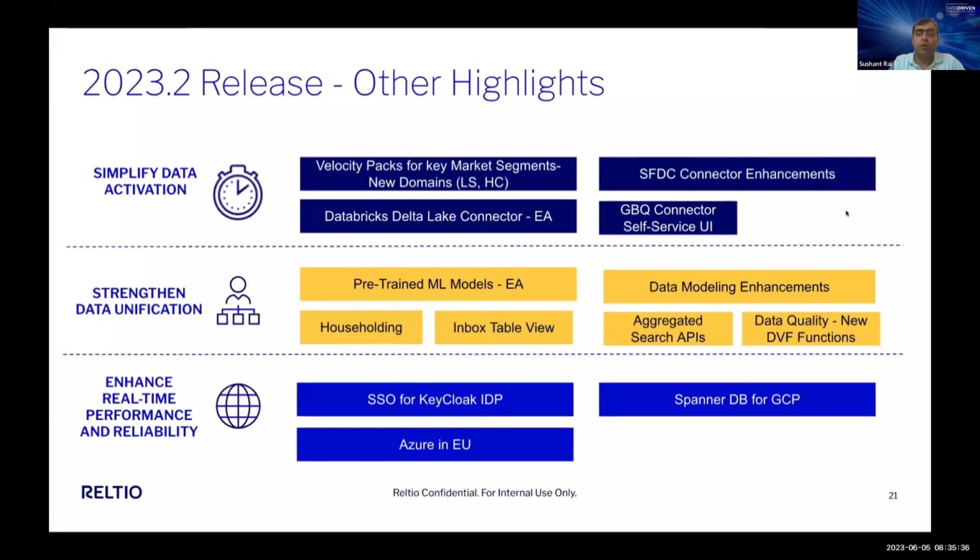Like, for example, we have new enhancements in the Salesforce connector. The GBQ connector that we launched last release now has a self-service UI. There are new enhancements in data modeling, improving your time to value. To improve your data quality, there are new data validation functions being introduced around date comparators. And we are adding support for a new IDP called Keycloak out of the box itself. So these are other capabilities that are going out with the release. As I said, all the details are available in the release notes, and there will be a detailed blog on all these capabilities. So really excited to share these with you.